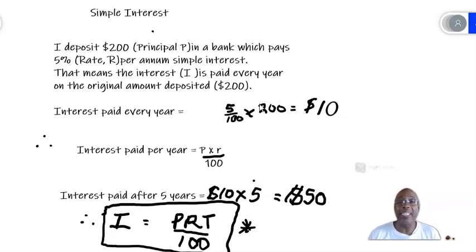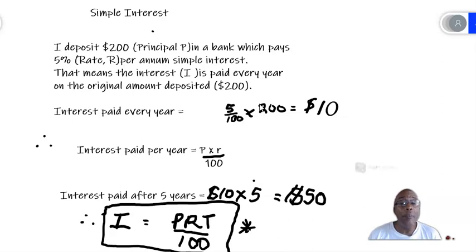So we can calculate that interest. Since it's 5% per annum, the interest is 5 over 100, that's 5%, times the principal, which is $200. When we multiply that, 100 into 200 is 2, and 2 times 5 is 10. We get $10 interest paid every year. So every year, you would earn $10 from that principal of $200.